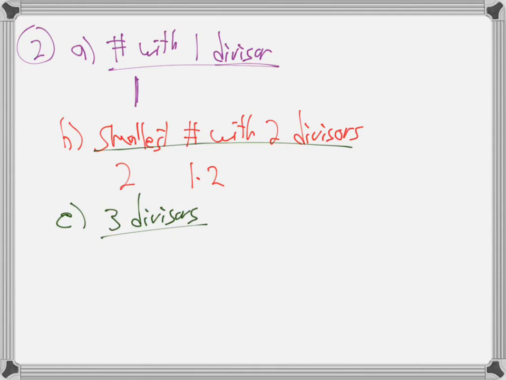But how could we do it with our PQ rule? You know, we had P times Q, and we had some kind of power, 1, 2, whatever. You add 1 to those powers, and you get the number of divisors, right? So how could you use that to come up with 3 divisors? How could you multiply a couple of numbers and get the answer 3? It's kind of a trick, you're probably not thinking this way.